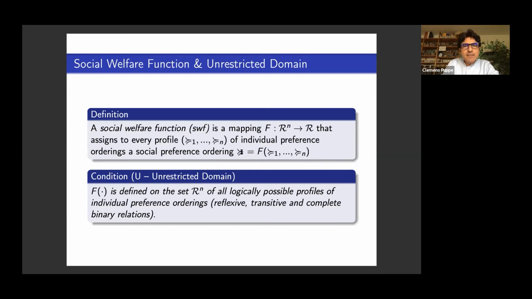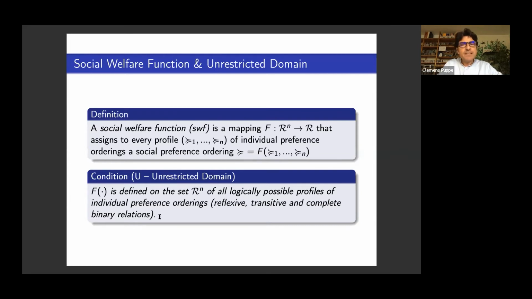And now in this framework, I want to formulate the Arrow conditions. Remember, the first one was unrestricted domain. In the following, I call it U for unrestricted. And it simply says that this function F should be defined on the set of all logically possible profiles of individual preference orderings. Technically, they should be reflexive, transitive, and complete binary relations. Okay? That's also called a weak order then.